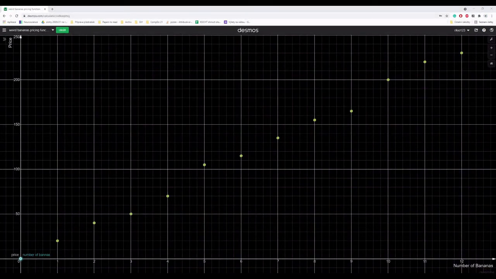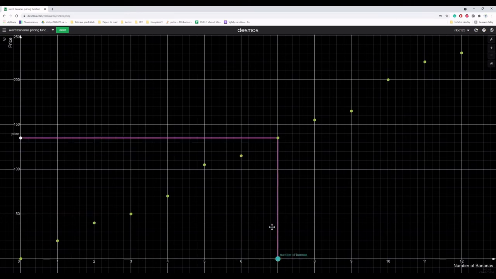If you plug 1 into the function, that means you are buying 1 banana, it outputs 20. You see, here's the 1 banana we are buying, and here are the 20 cents you are paying for it. Now, if you plug in 7 for 7 bananas, it should output 135 as we saw, and that's exactly what it gives us.